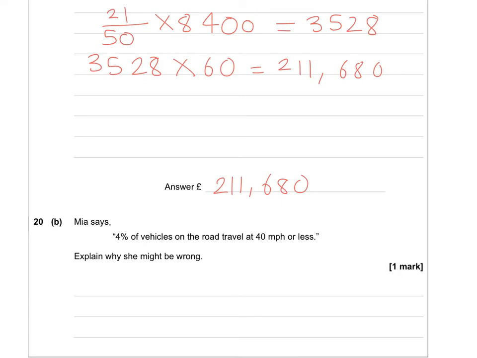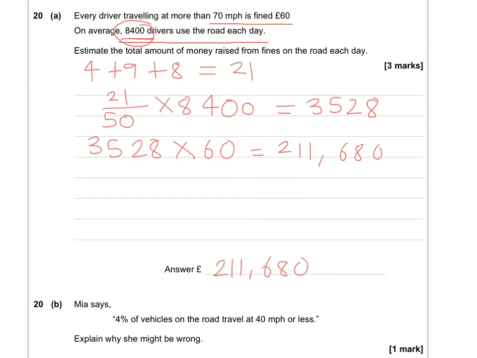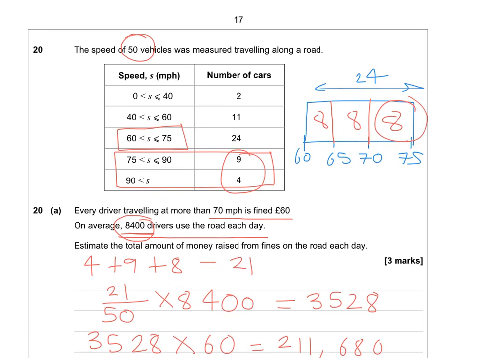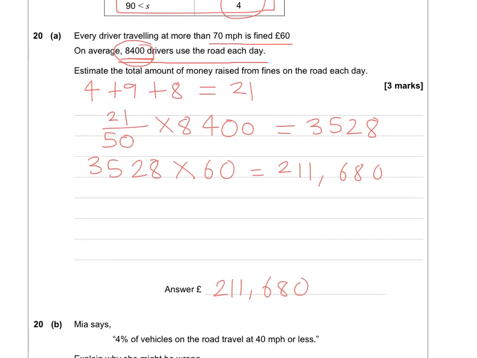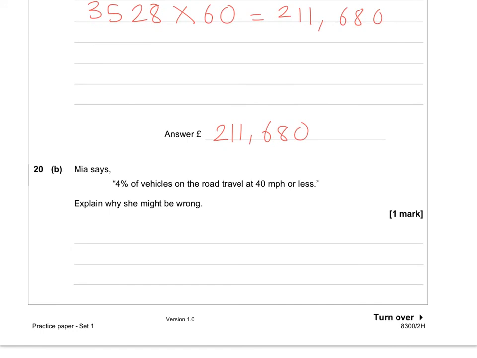Mia says 4% of the vehicles on the road travel at 40 miles an hour or less. Explain why she might be wrong. Now, Mia has got this statistic from the table. Looking at the vehicles that travel at 40 miles an hour or less, that's 2 out of 50, which is 4 in 100 or 4%. Now, that's true of the sample. It doesn't necessarily mean it's true of the whole population of cars. It's quite a small sample. It may not represent the population in full.